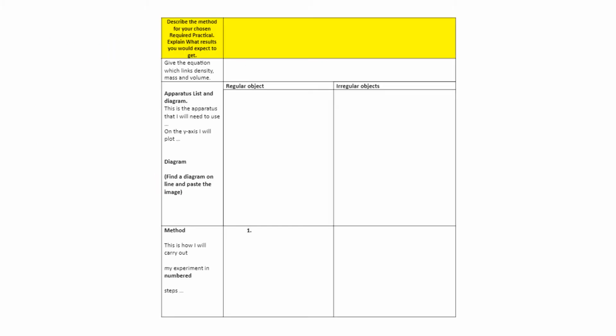Okay, so the first question you've been asked on your sheet for this practical is to give the equation that links density, mass and volume. And you should be able to complete that now. So pause, go over to the sheet and see if you can complete it. So let's check. You should have density equals mass divided by volume.